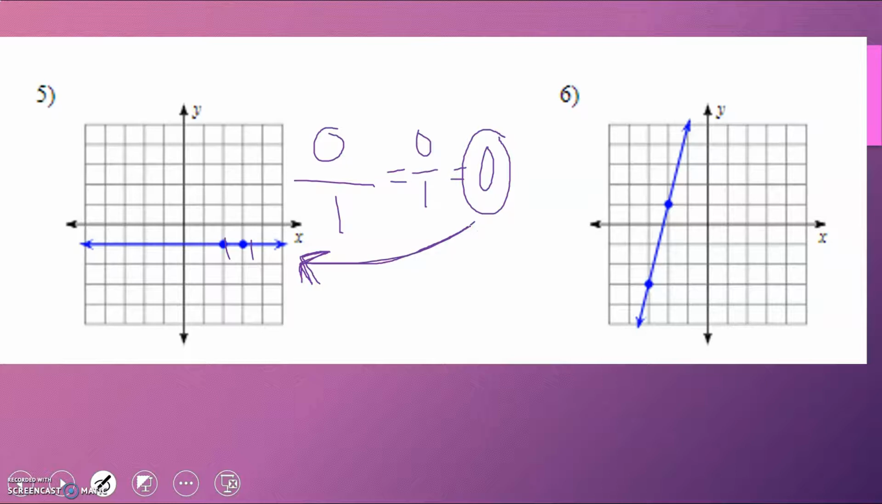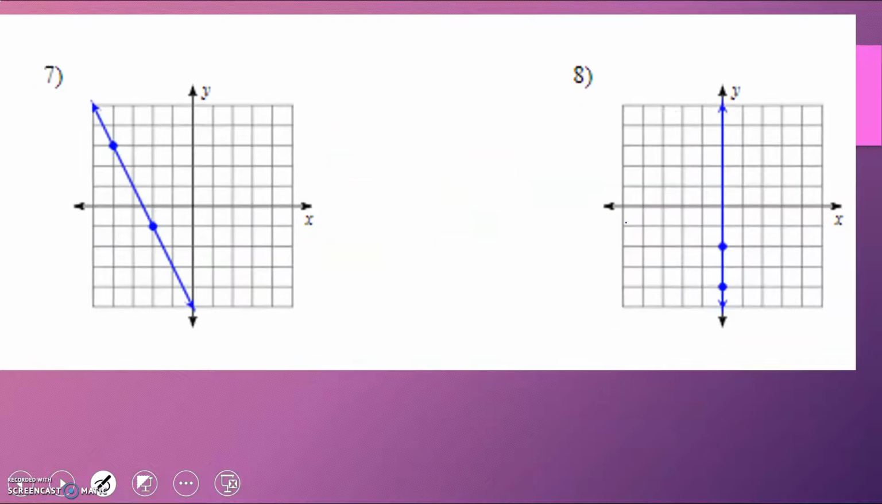All right, let's look at number 6. So we're starting with this leftmost point. We're going to go up, or rise, 1, 2, 3, 4. So we go up 4 and we go over 1. So our slope is 4.